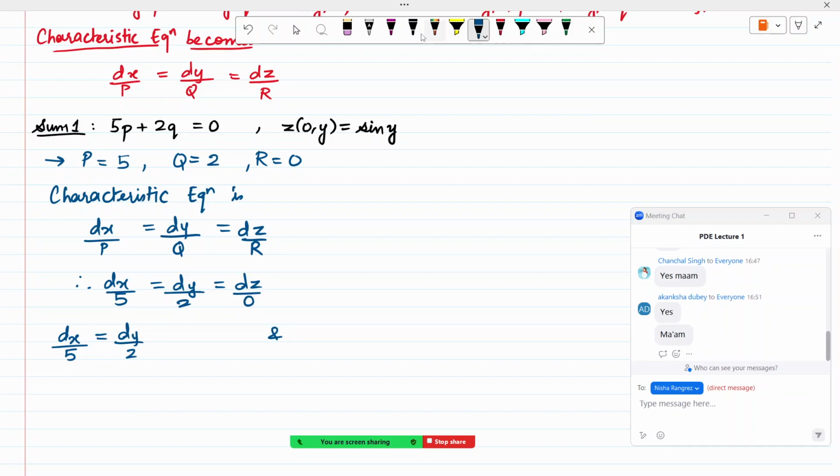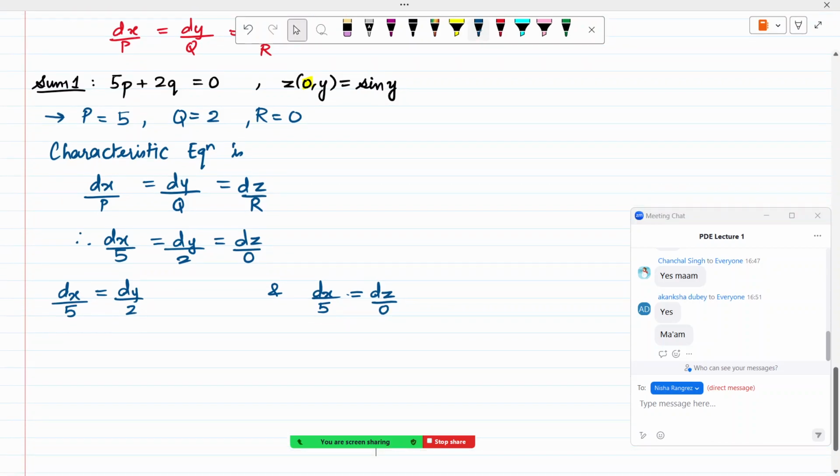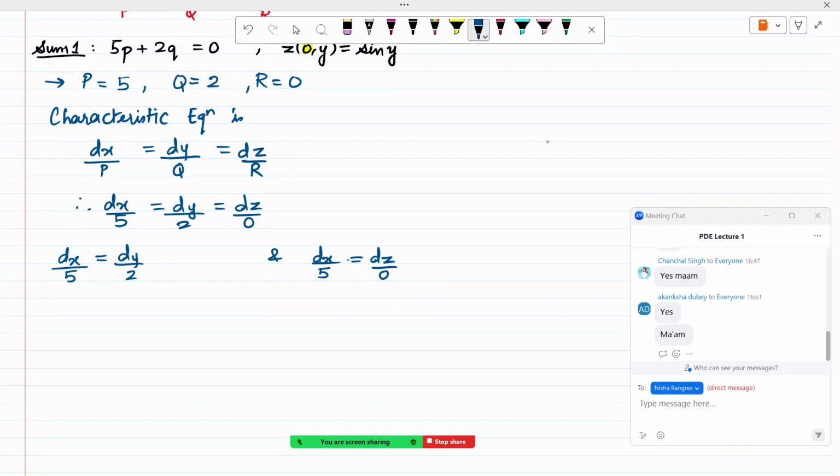And for the second one, observe the initial condition: which term is 0? The x term is 0, so you take the z with the x term. So I'll take the x term and the z term. I hope this is clear. This now turns out to be a variable separable form. Can I write this as 2 by 5 times dx is equal to dy, and over here 0 times dx is equal to dz?